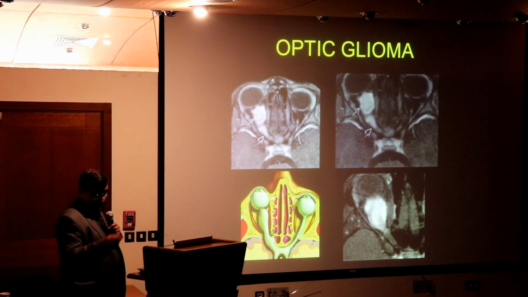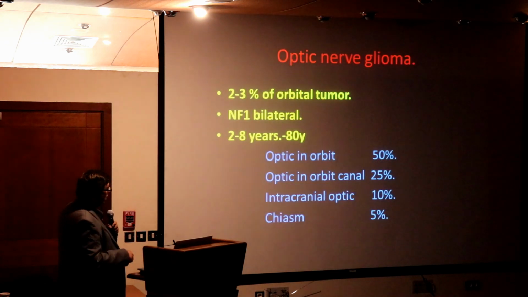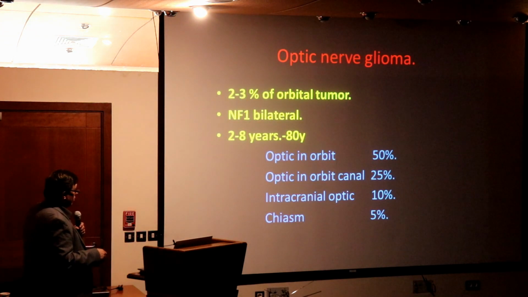Optic nerve glioma, which is different from optic sheath meningioma. Glioma of the optic nerve could be within the orbit, it could be within the canal, it can go outside into the intracranial. It could be bilateral if you are having NF2 and NF1 patients, neurofibromatosis type 1, you can get bilateral. Optic nerve gliomas, rare, they can come bilateral in NF1. This is the age, but you can get it even in an 80-year-old.